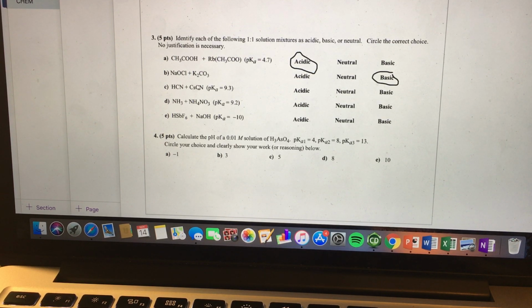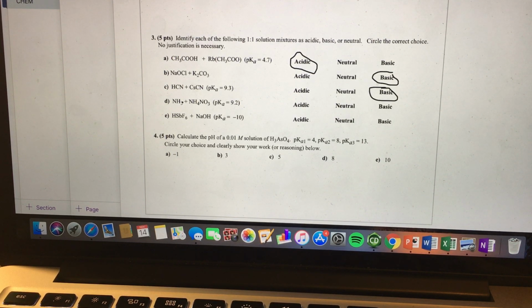You have HCN and CsCN. HCN is a weak acid. Cs plus is a do-nothing cation. CN minus is going to act as a weak base. Again, we have a weak acid with its conjugate base, and the question tells us it's a one-to-one solution. So the pH equals the pKa. pKa is 9.3, so the pH is 9.3. We're going to have a basic solution.